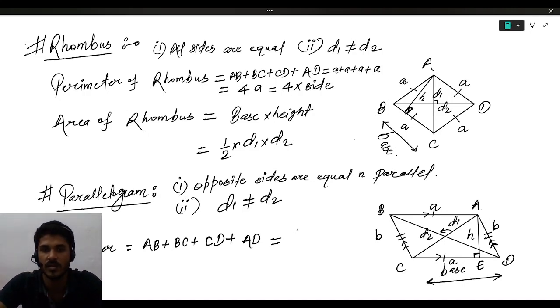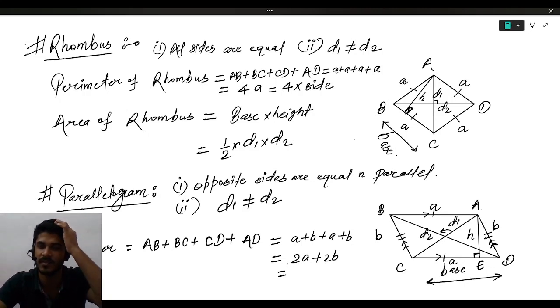Okay. So here the AB length was A, and BC length was B, CD length was A, and AD length was B. So here you are seeing that it becomes 2A plus 2B, which is similar to rectangle. So you can take 2 common over here, it becomes twice A plus B.